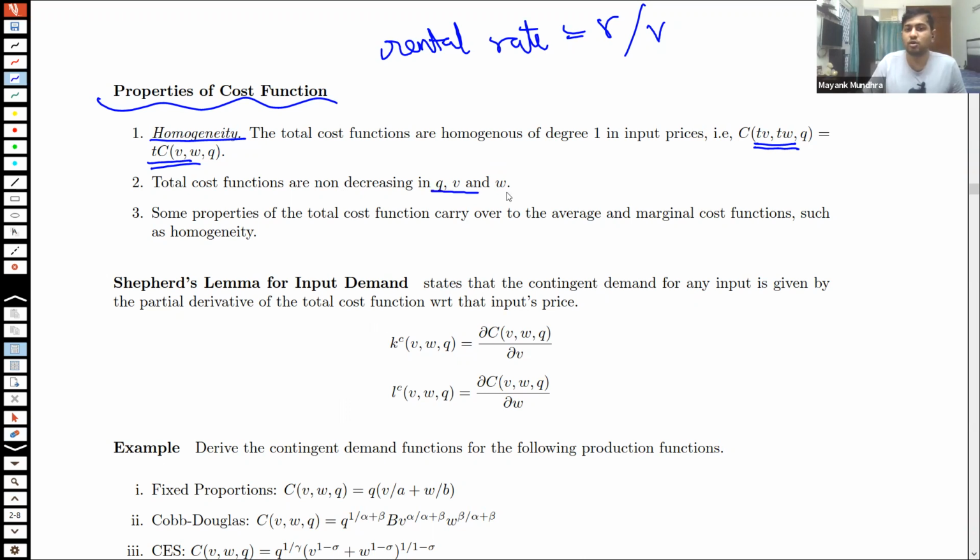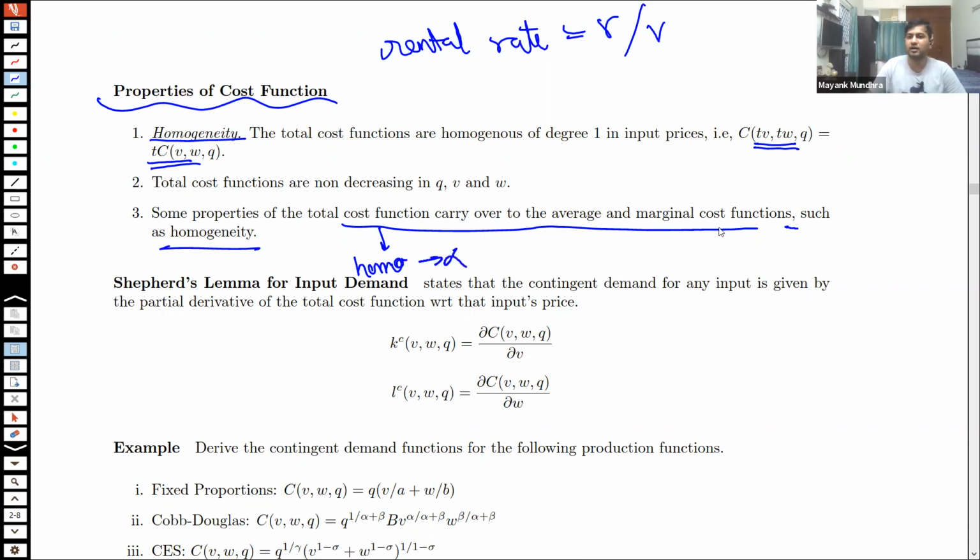So total cost functions are non-decreasing in Q, V, and W. So that's your second thing, that if either of these things increases, your cost cannot go down. It has to either stay the same or increase. Now, some properties of total cost function carry over to average and marginal cost, such as homogeneity. So the idea is that if cost functions are homogeneous, then marginal cost functions are also homogeneous. If the cost function is homogeneous of degree alpha, then the marginal cost function will be homogeneous of degree alpha minus 1.